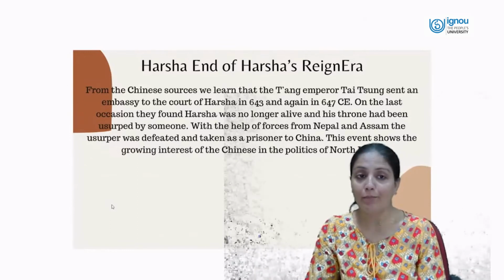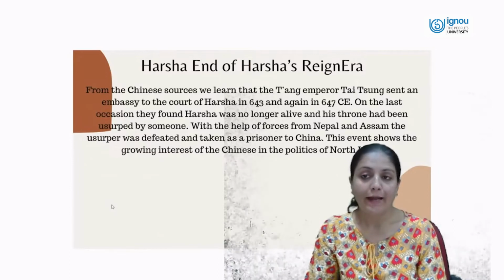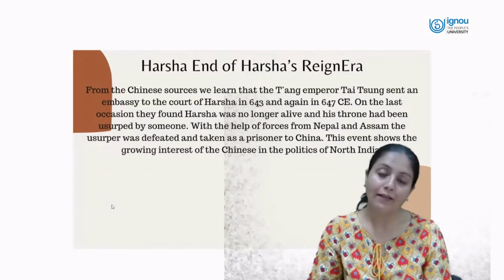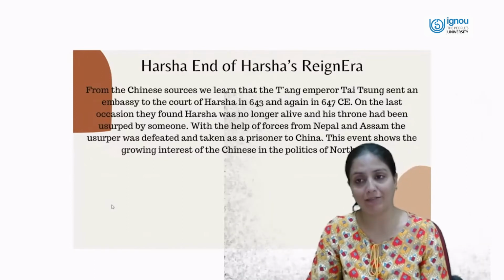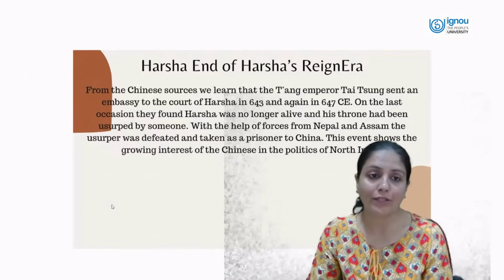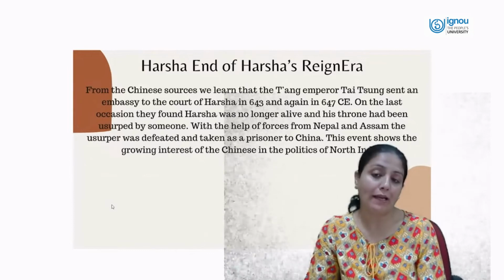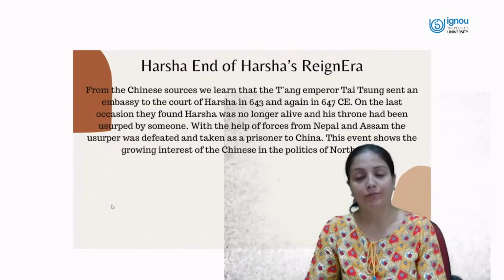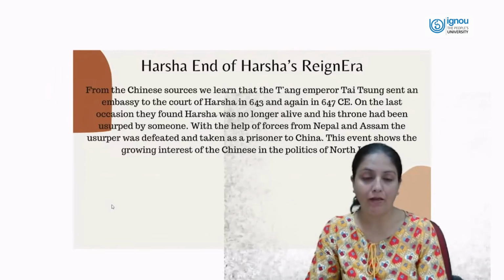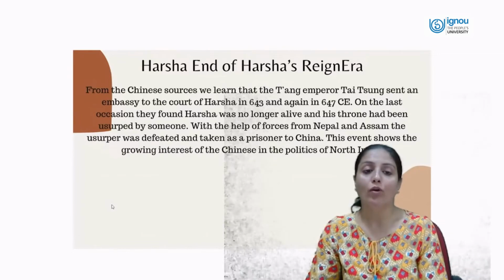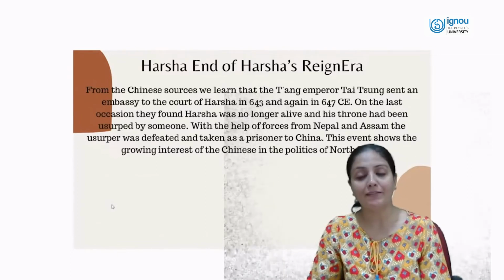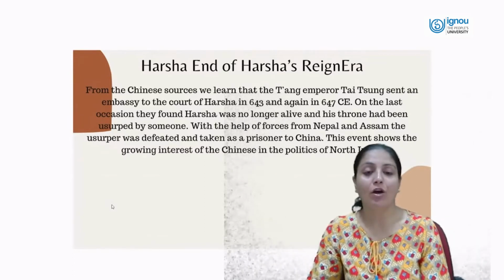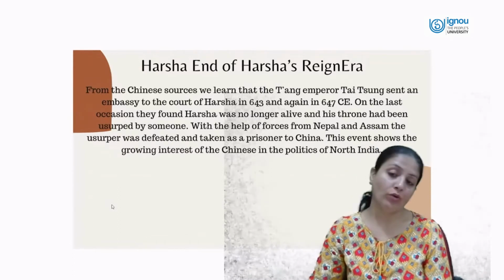This is not embassy, this is ambassador. Tai Zong sent an ambassador to the court of Harsha in 643 and again sent his ambassador in 647 CE. On the last occasion, they found Harsha was no longer alive, and his throne had been usurped by someone. With the help of forces from Nepal and Assam, the usurper was defeated and taken as a prisoner to China. This event shows the growing interest of the Chinese in the politics of North India.